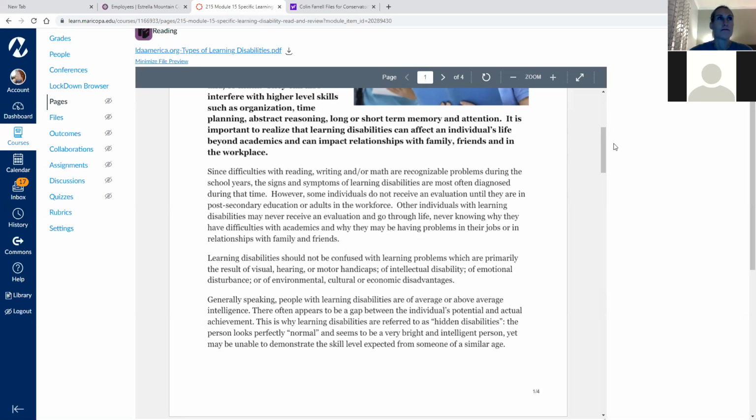A motor handicap. So some type of what I would say physical issue that impacts your motor abilities. Intellectual disabilities. So cognitive disabilities do impact someone's ability to learn at a fast pace or understand things. A lot of times you see intellectual disability and you also see language delay. So emotional disturbance or environmental, cultural, or economic disadvantages. So generally speaking, if we're going to term somebody with a learning disability, they typically have average to above average intelligence.